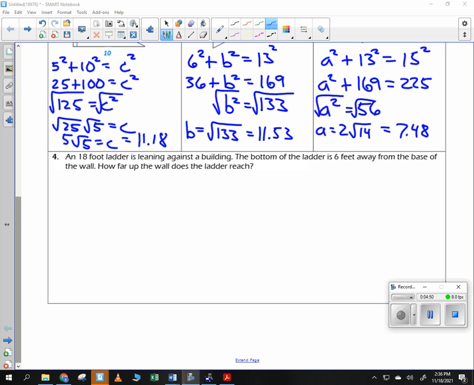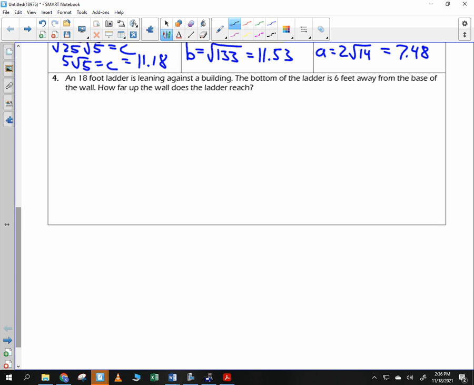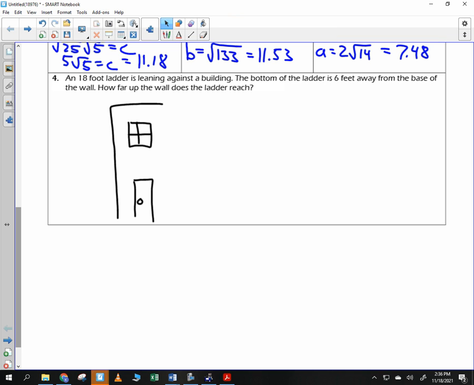So let's check this out. It says an 18-foot ladder is leaning against a building. So I have a building. My building has a door and a window. And I have a ladder that leans against it. It says that the ladder is 18 feet. The bottom of the ladder is 6 feet away from the base of the building. How far up the wall does the ladder reach?